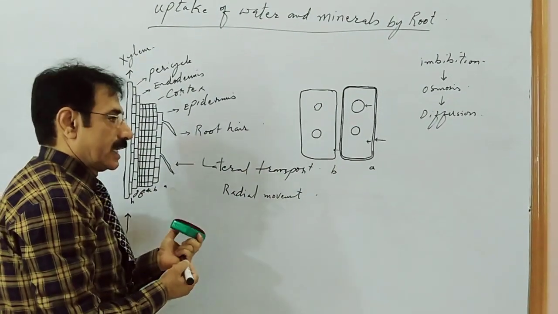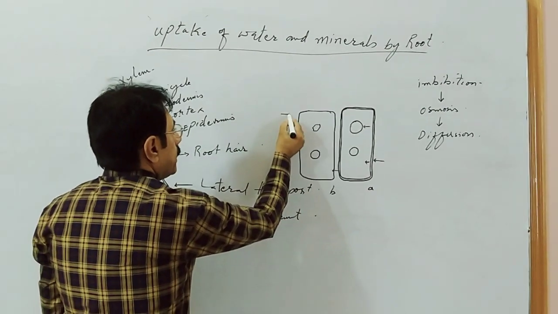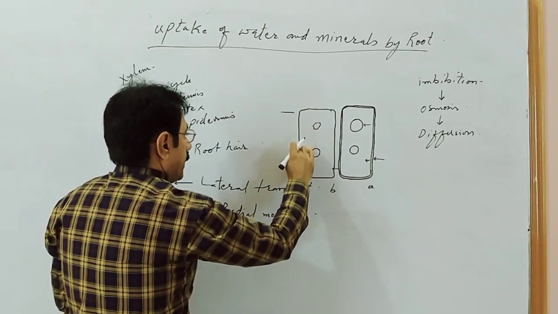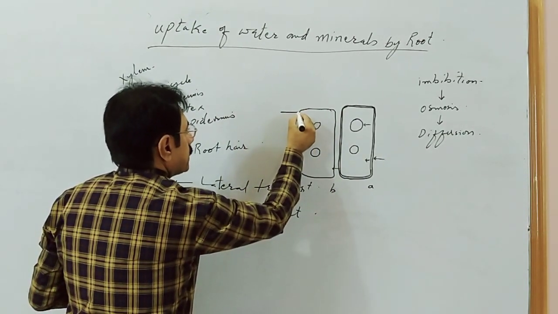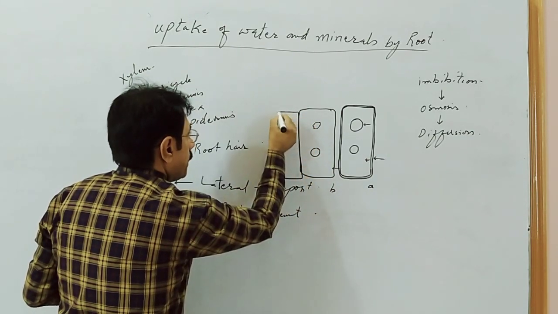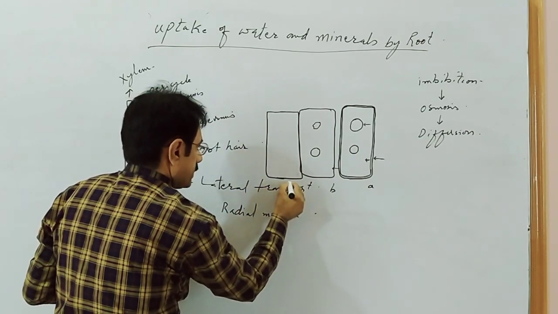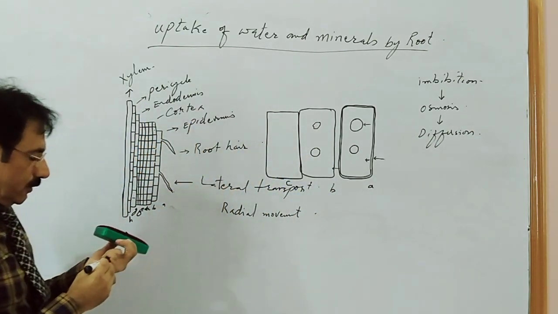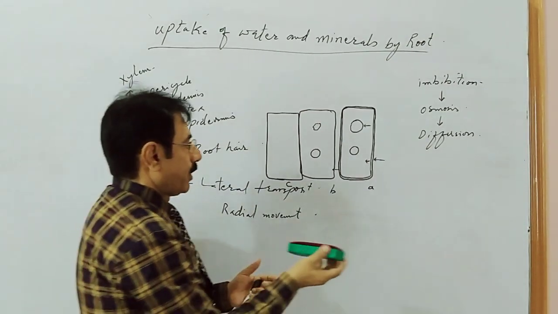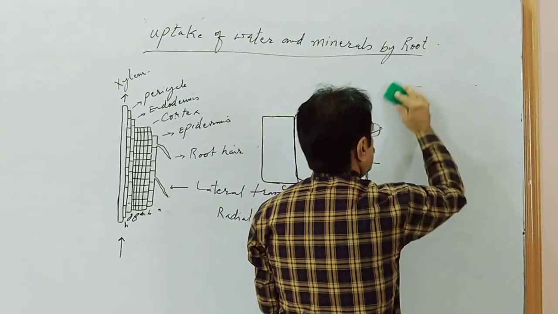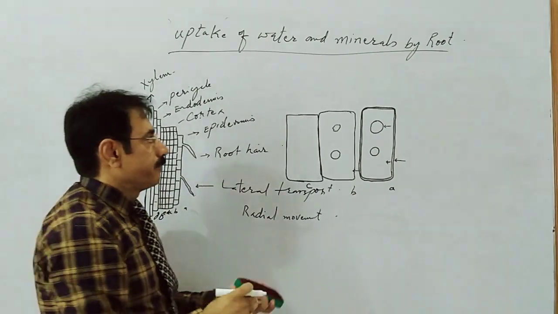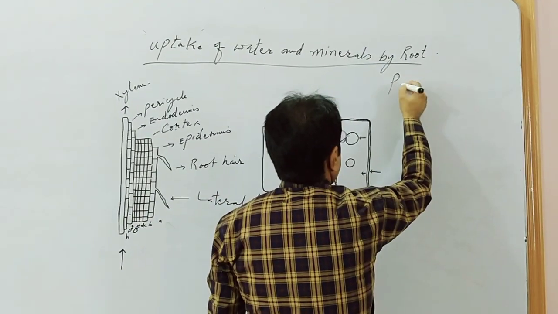And in the same way, cell B shifts water to cell C. In this way, water flows from cell to cell. This pathway is called the cell to cell pathway. Because, dear students, we know the pathways involved.